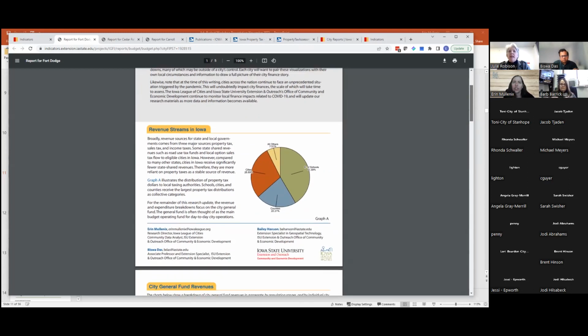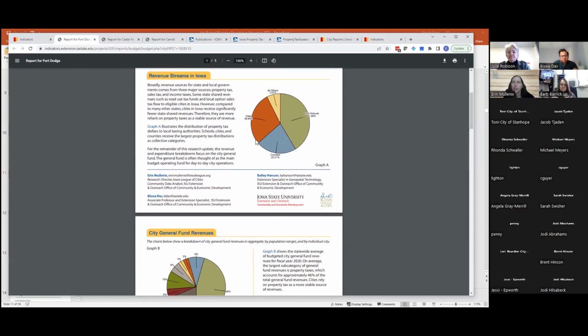So this is Fort Dodge. And this first graph, graph A, is showing just the distribution of property tax dollars, who is receiving the money as far as taxing authorities. So the cities, just under 30%. A lot of times we hear from cities that their residents think or believe that they are maybe getting all of that money. And so it's just interesting to show what portions go to schools. Similarly with counties, they think, oh, I live in the county, it's all going to the county, and the portions that go to each of these.